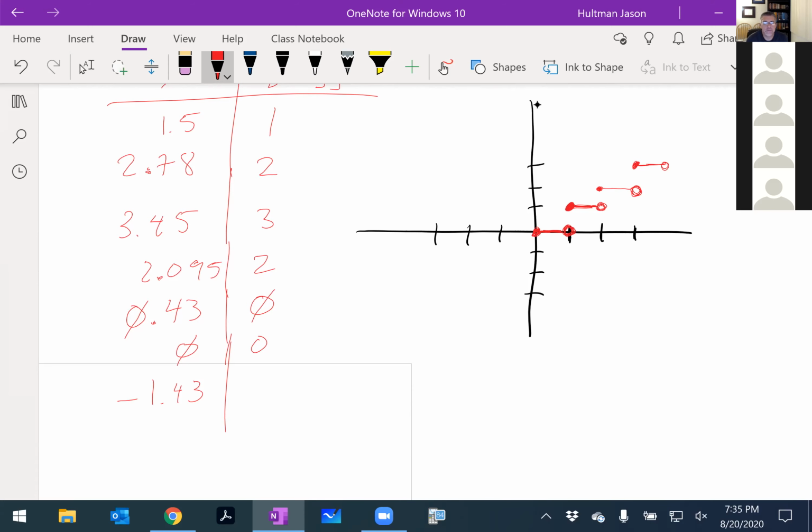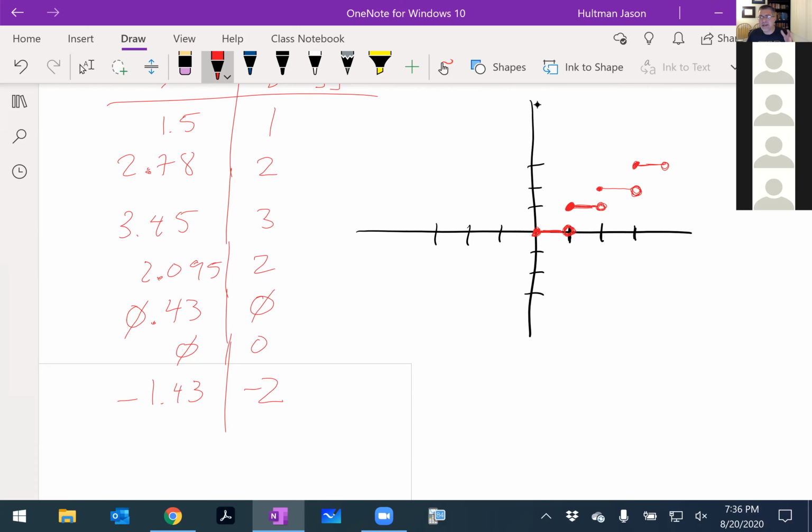Any ideas? What's the greatest integer that I would have achieved for negative 1.43? It's actually negative 2. And you're like, what? That doesn't make any sense. Why is it negative 2? Because have I made it to negative 1 yet?